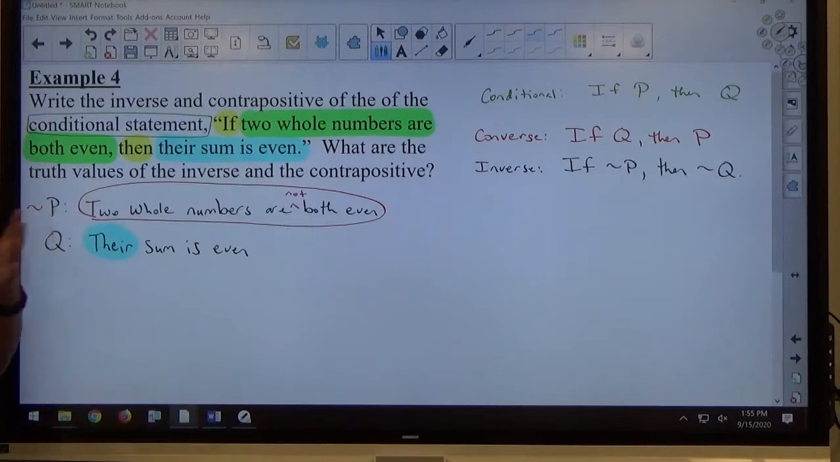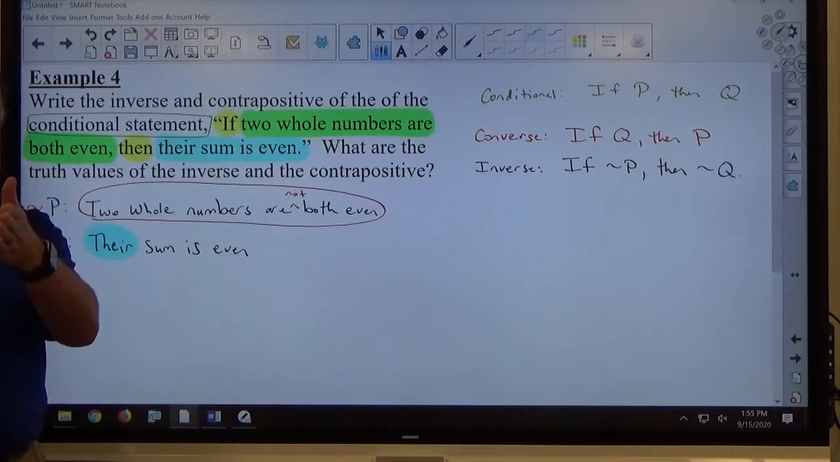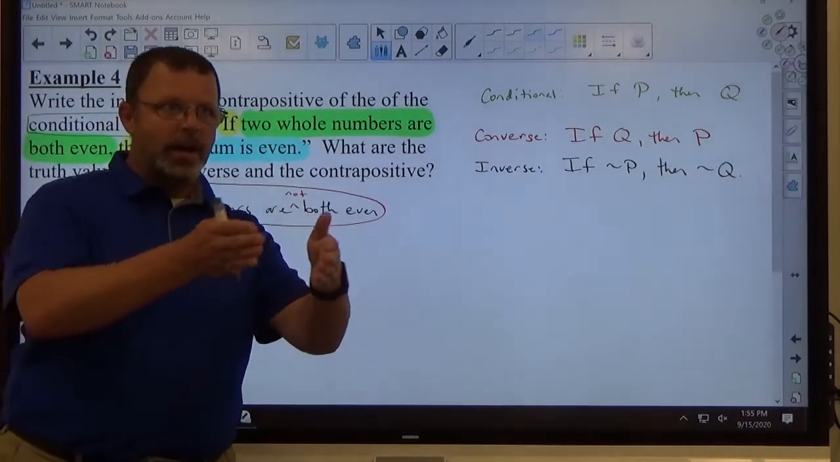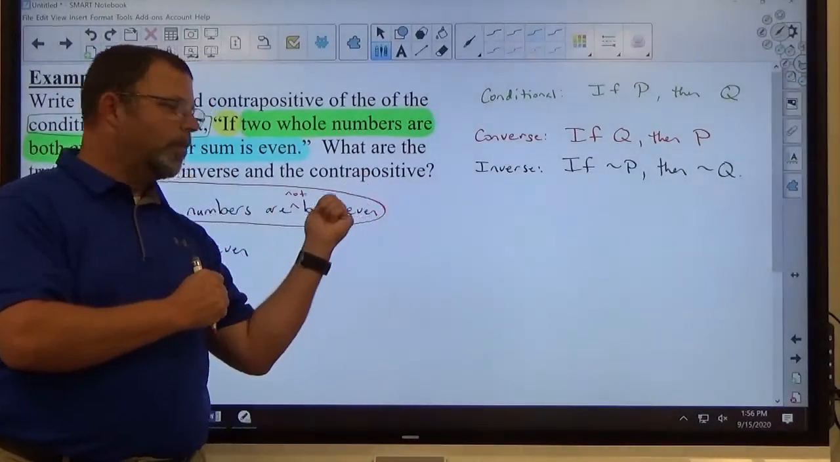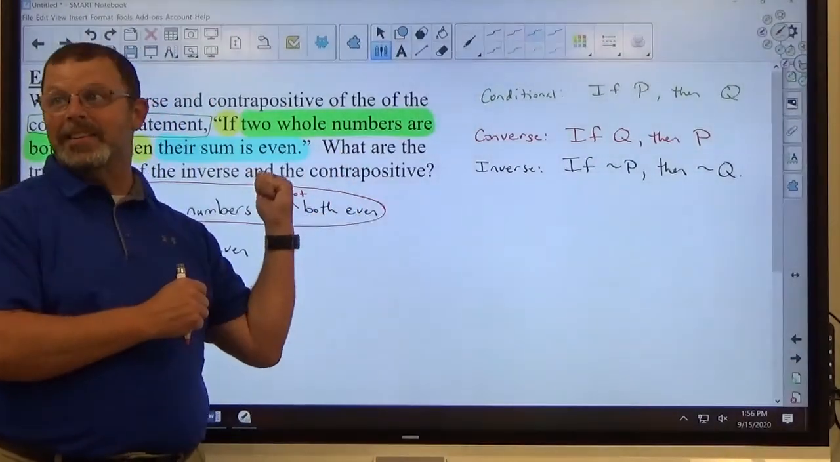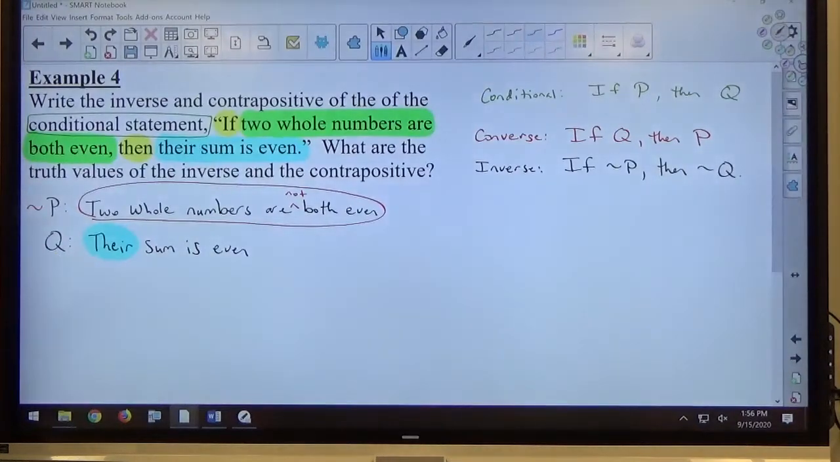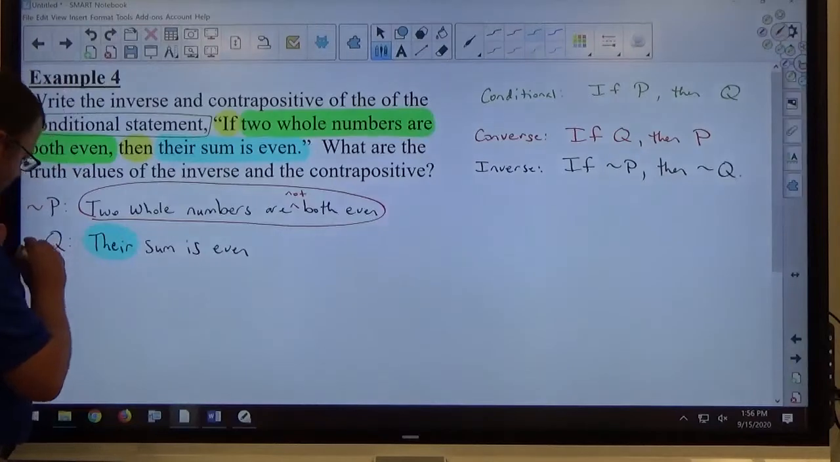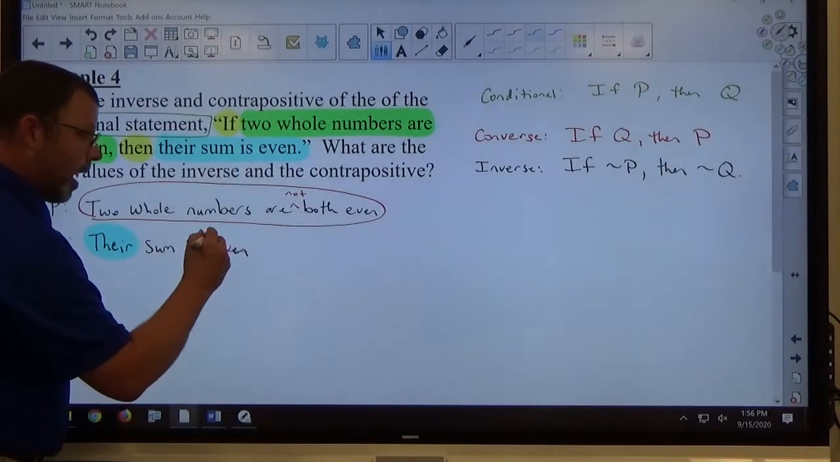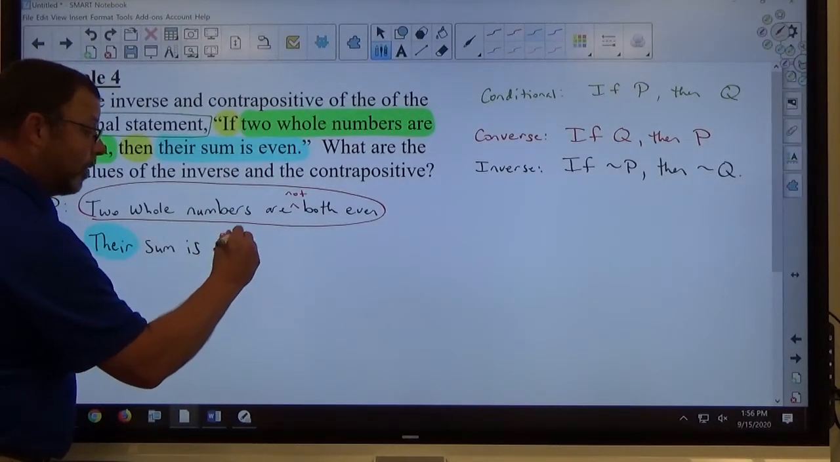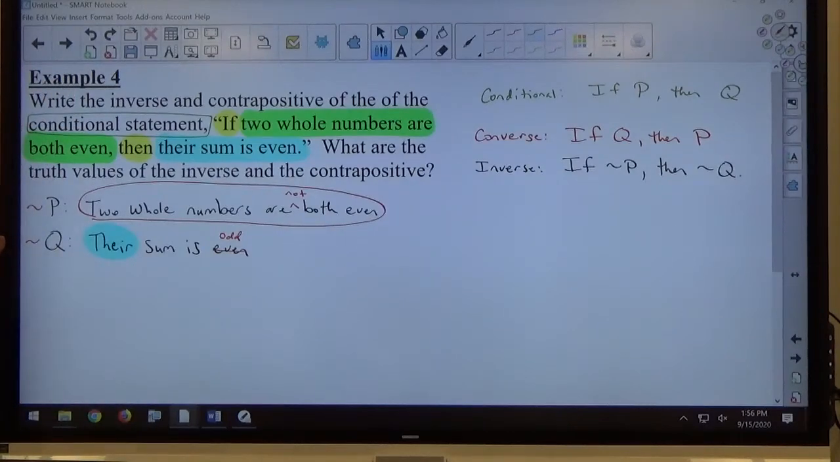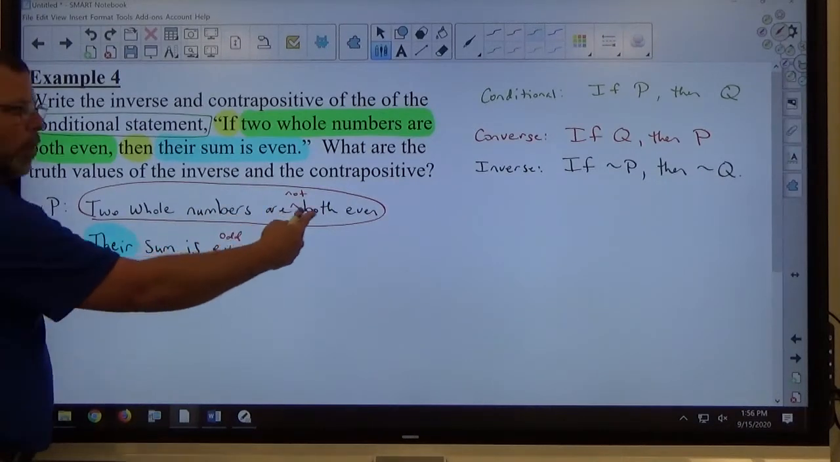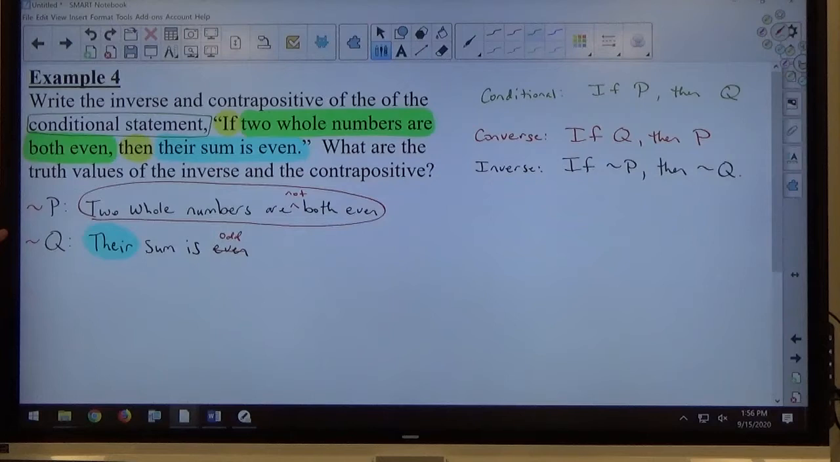If you think of all the things that could possibly happen with two numbers, you can have two evens, two odds, first even and second odd, or first odd and second even. They're only giving you the both even possibility. To get the not of that, you have to put not in front of both. Okay. Their sum is here. To make not Q, I can say not even, or I can say odd. It's just even or odd. If it's not even, then it's odd. If it's not odd, it's even, right? So it's fine to use the word odd there, but again, to say both odd is not exactly making the opposite of that statement.